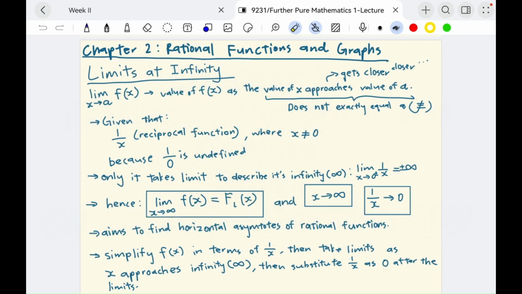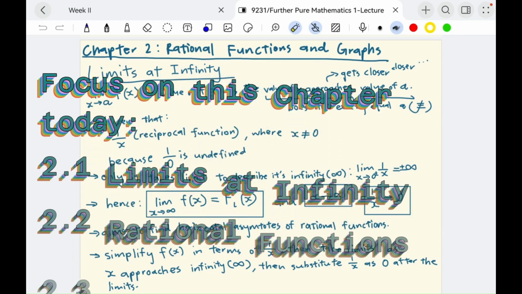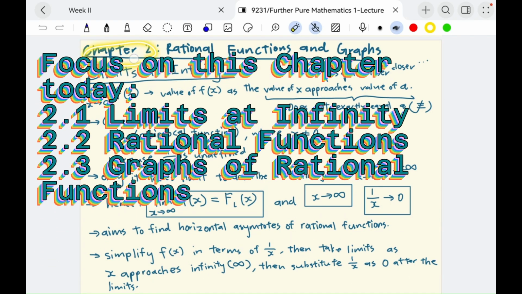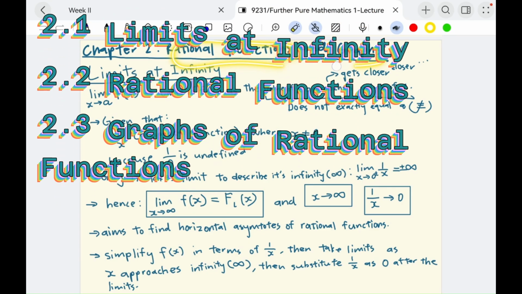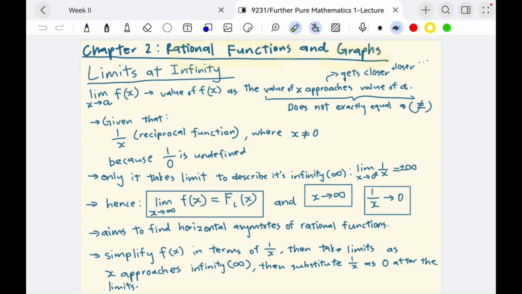This is Jonathan Goldfish. So for this video today, we are going to enter the new chapter of the FP1, which is chapter 2, rational functions and graphs. As I have promised, we are going to continue the FP1 syllabus from the previous video, chapter 8, integration part 2. Alright, so let's get started.